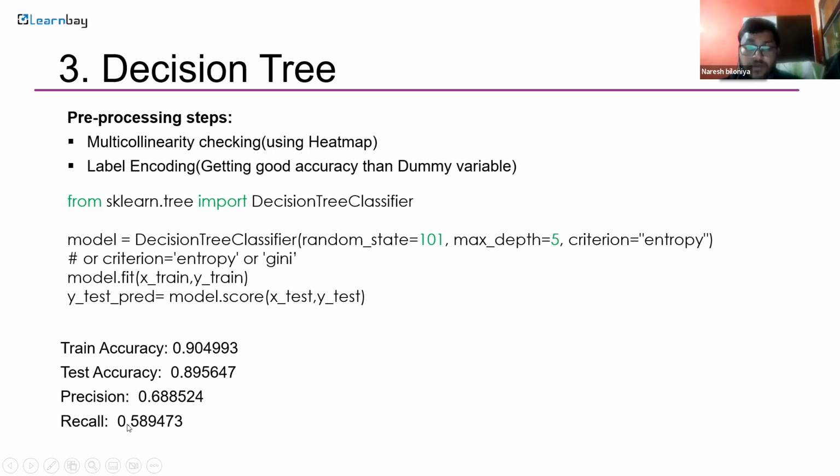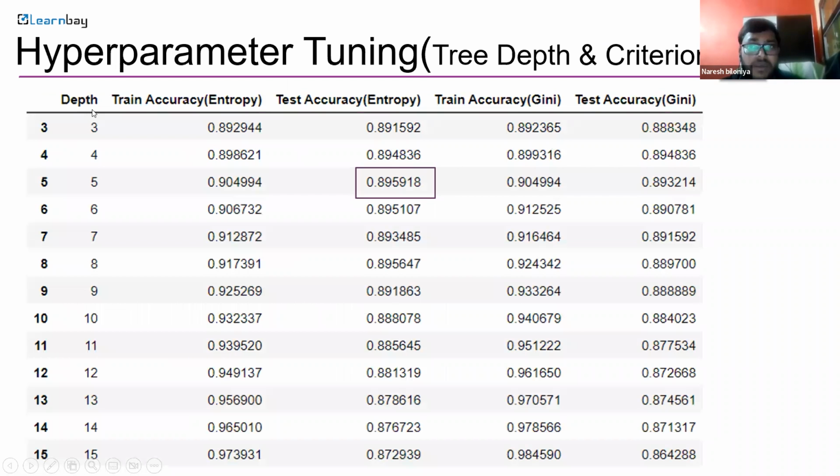That is quite good. So let's see how we tuned our model. We can see this is the table of how we tuned. This is the maximum depth of the tree, and this is the training accuracy for entropy, where we are taking the criterion as entropy, and this is the test accuracy. And this is the train accuracy when we are using the criterion as Gini, and this is our test accuracy when we are taking the criterion as Gini.